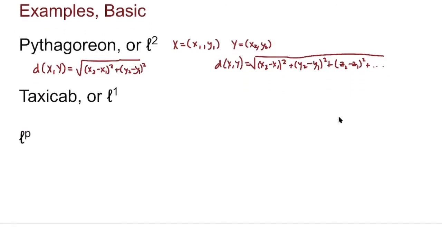Another common metric is the taxi cab metric, or the L1 metric. In this case, for the same x and y, the distance from x to y is, we're just going to take the absolute value instead and add those up. The absolute value is going to force us to be positive. It helps us with that positive definite piece. And then you just add up all the absolute values of the differences.